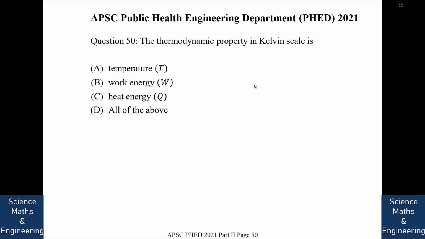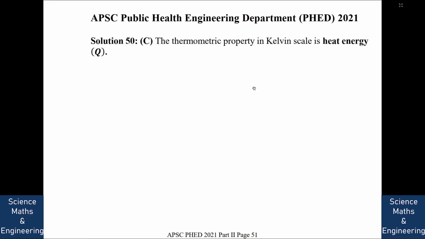So we'll go to the next question. The thermodynamic property in Kelvin scale is A. Temperature, B. Work energy, C. Heat energy, or D. All of the above. So the answer is C. If it is a thermodynamic property in Kelvin scale, then there is no proper answer.